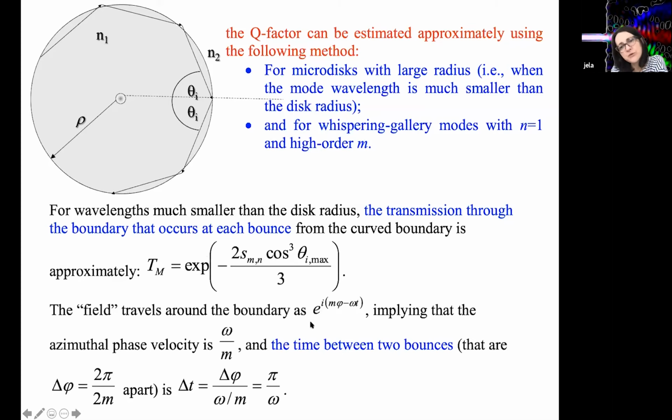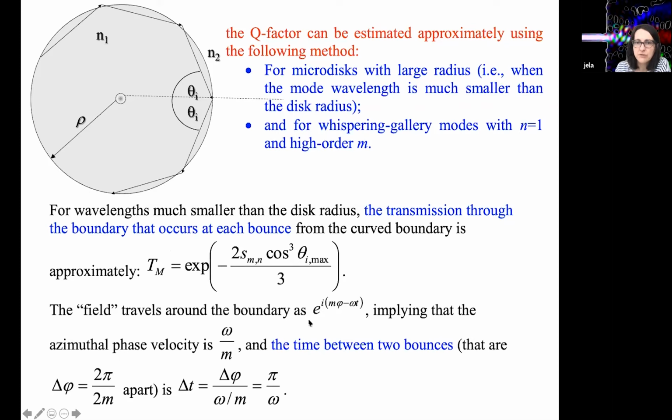And we also know that the field travels around the curved boundary, around the edge of the disk, as e to the i m phi minus omega t. I mean, it could be e to the plus or minus i m phi minus omega t, which means that you have the two modes. One travels clockwise, that's, let's say, this one, and the other travels in the other direction, counterclockwise. And here, of course, we're working in the clockwise and counterclockwise basis instead of the standing wave basis.